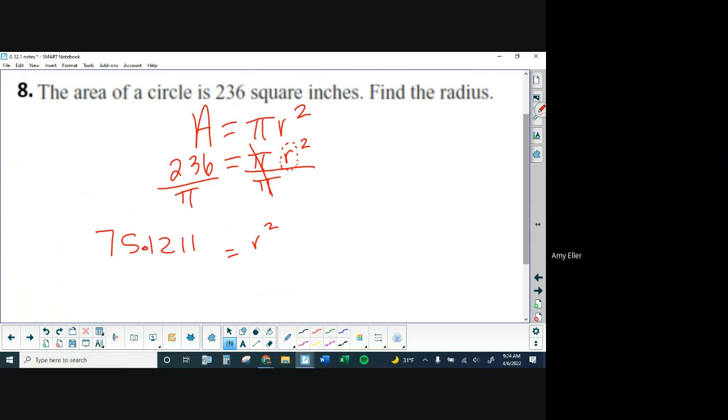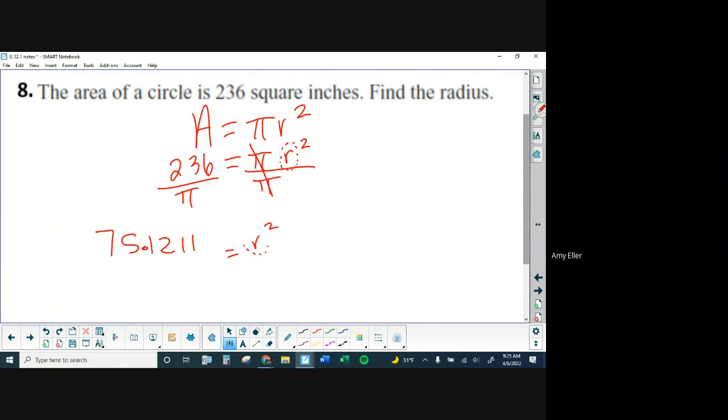Caitlin, do you know why I went to 4 decimal places? Cam, do you know why I went to 4 decimal places? I know Connor knows. It's the Connor rule. Because it's not the final answer. So we're not going to cut it off too early. We're going to go to 4 decimal places until we get to our final answer. Then we'll cut it off at 2.